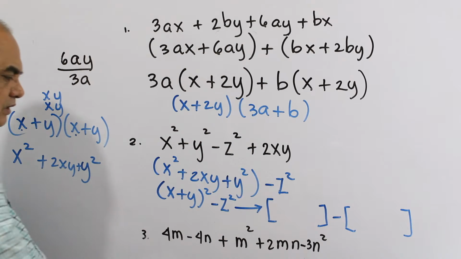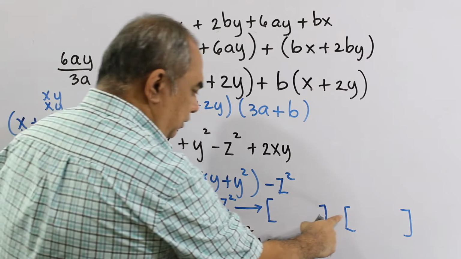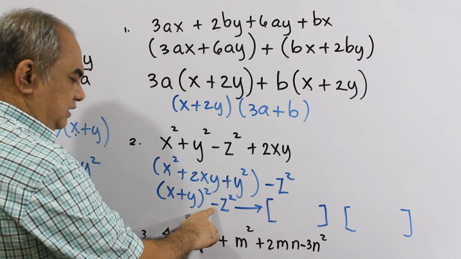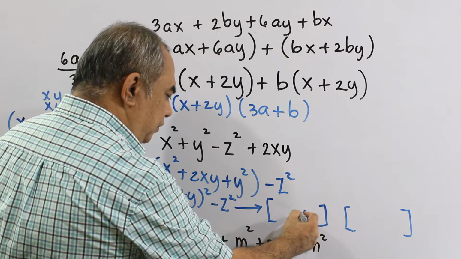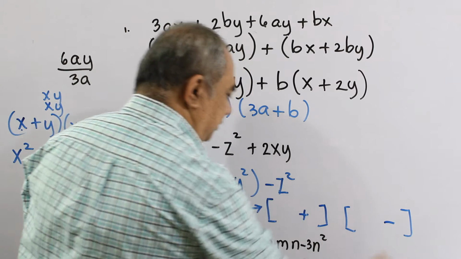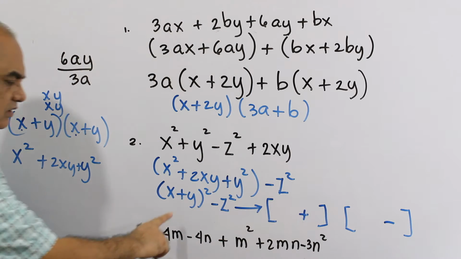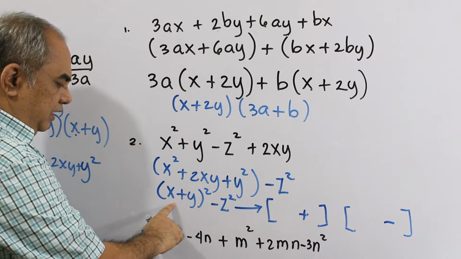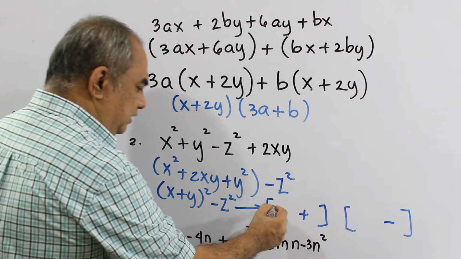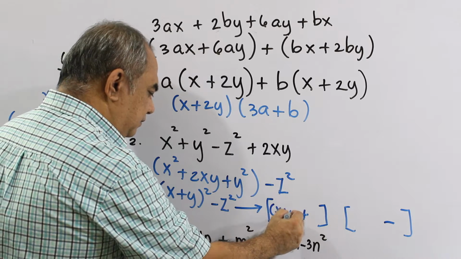Since this is negative, we're going to have one positive here and one negative here. So what is the square root of x plus y squared? It is nothing but x plus y.